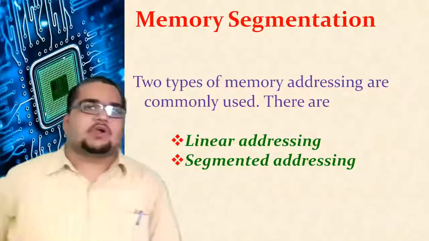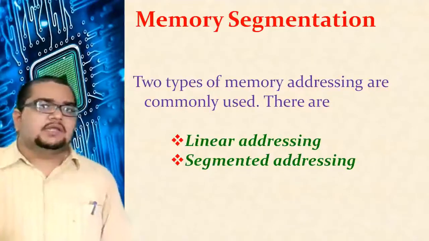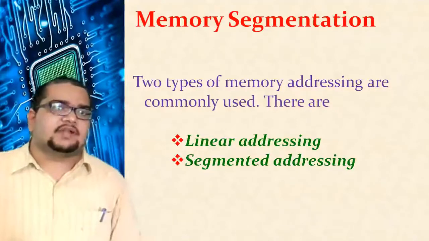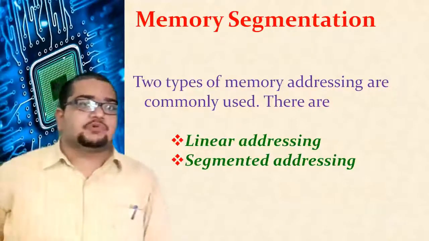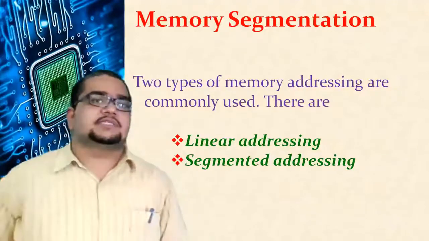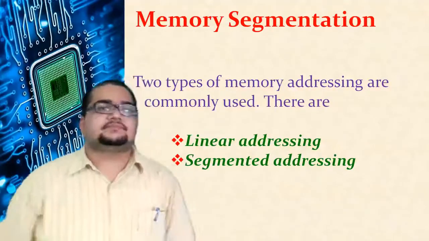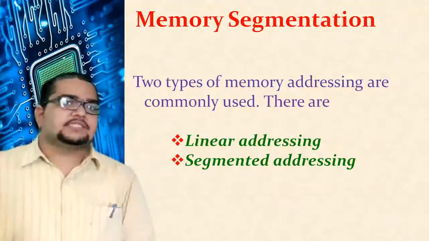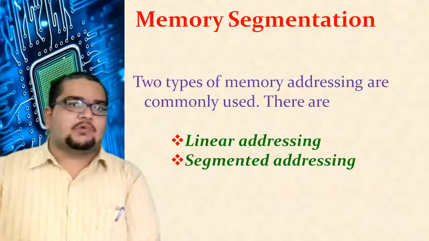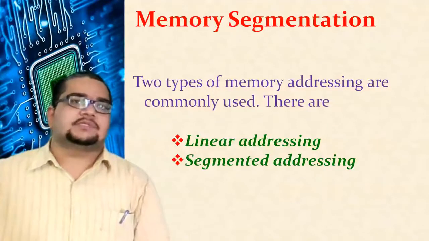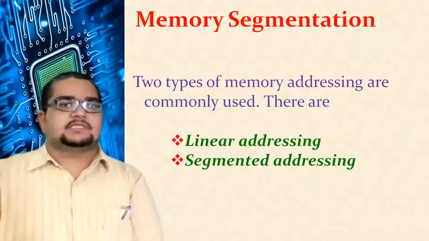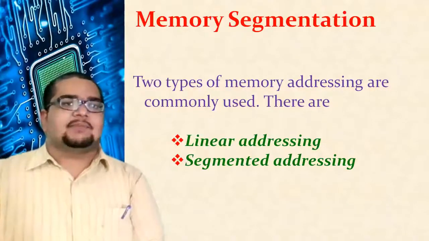Now, today we shall talk about the memory segmentation and see how the memory is segmented in 8086, why it is segmented, and what are the pros and cons of having the memory segmented in an 8086 system. Before talking about memory segmentation, let me talk about memory addressing. There are two types of memory addressing: one is linear addressing, the other is segmented addressing.